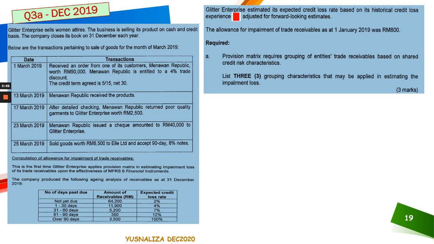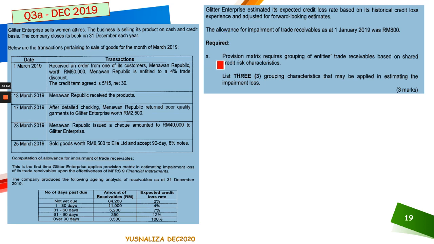Okay, next. Vita Enterprise expects some credit loss rates, which are based on historical credit loss experience and adjusted for forward-looking estimates. This is the provision mentioned under IFRS 9. Actually, we'll go into that later. The allowance for impairment as at the beginning of the year, which is the current year 2019, was 800. So this is the beginning balance that you will have to show in the movement of allowance should you be asked to prepare the disclosure notes.